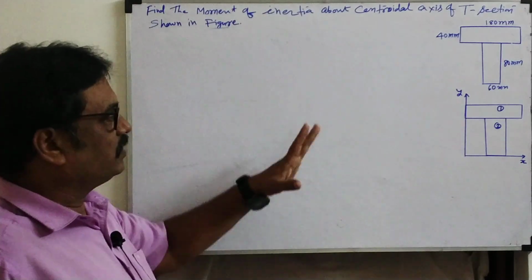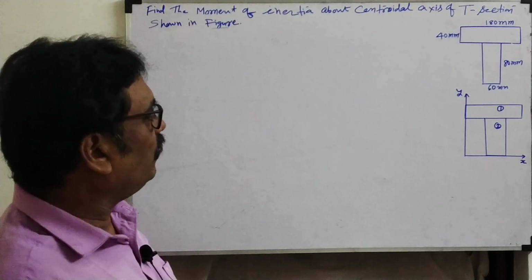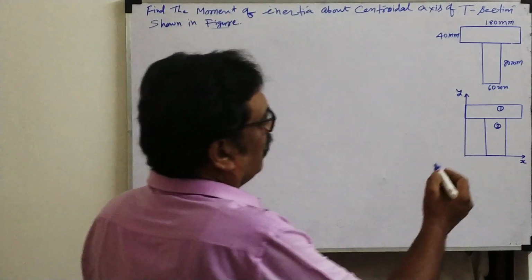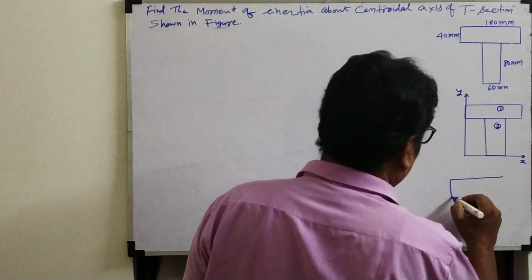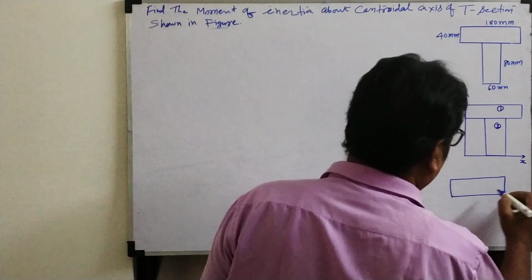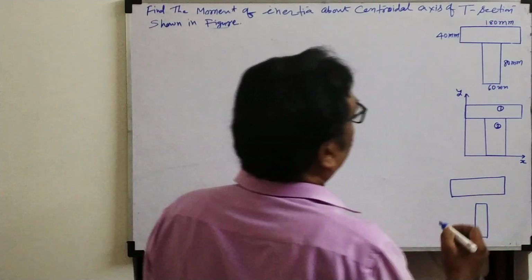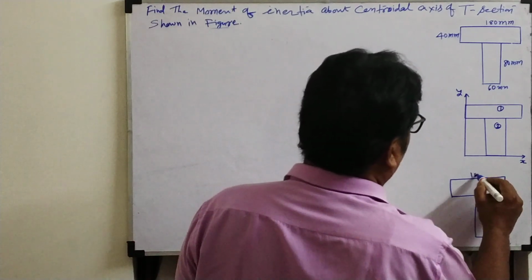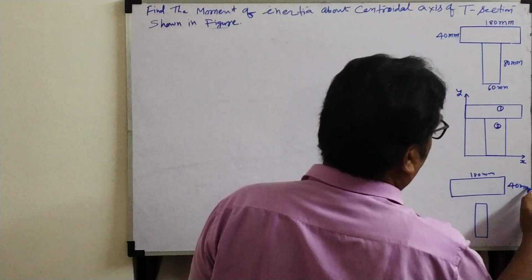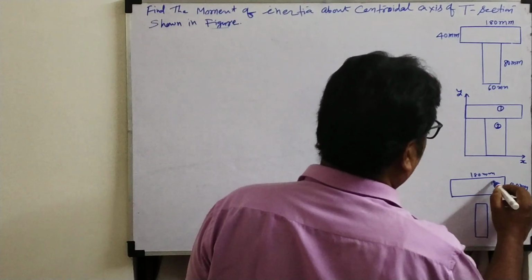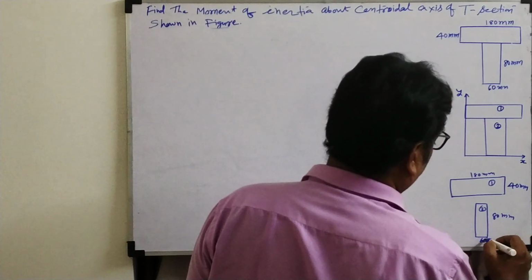So first we assumed the axis of reference, then we cut the section. Now we will write both sections separately, so it will be easy to calculate the area, moment of inertia, all those things. So the first one is 180 mm by 40 mm, section 1. Section 2 is 80 mm by 60 mm.